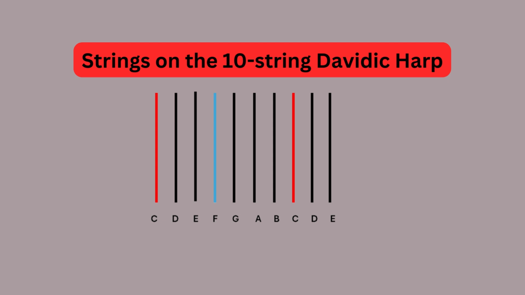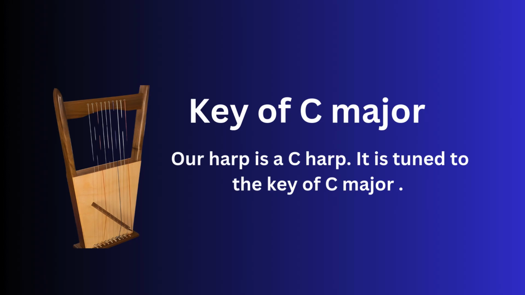Here is a diagram to illustrate that. From left to right, the strings are C, D, E, F, G, A, B, C, D, and E. Of course, that's from bottom to top on the harp. This is a C harp. It is tuned to the key of C major, and it has no levers to quickly change it to another key.